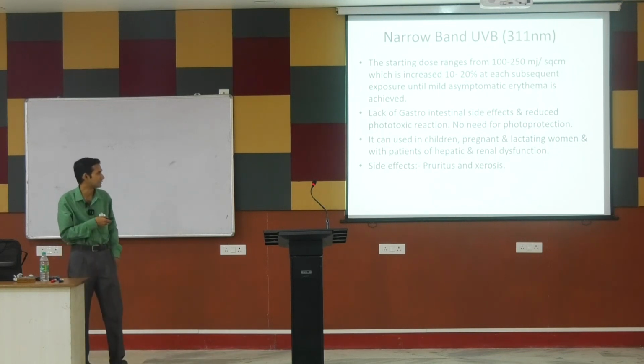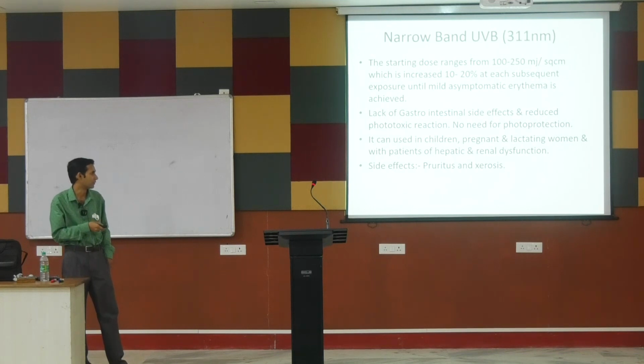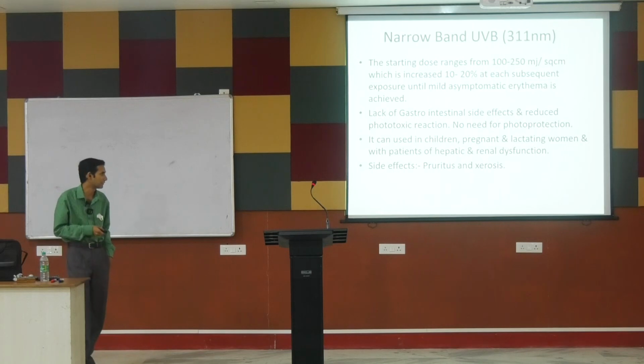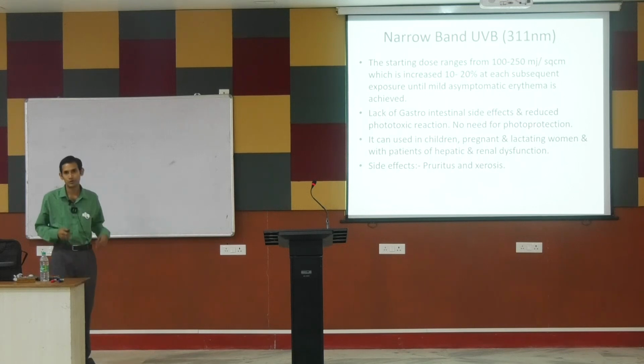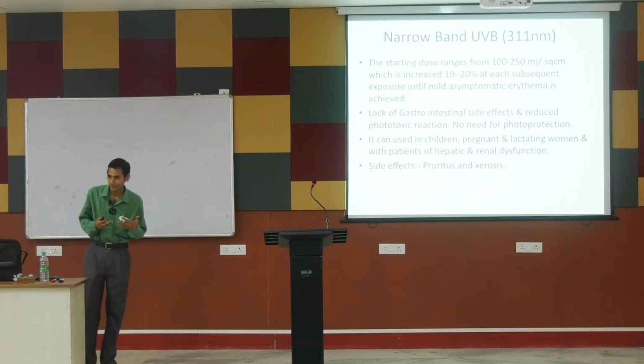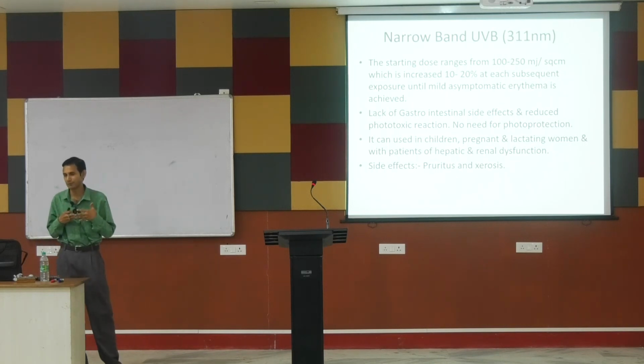It is safely used in children, pregnancy, lactating women, and in patients with liver and renal dysfunction. Narrowband UVB therapy is mostly used in children, pregnant and lactating women, and patients with hepatic and renal dysfunction, with more than 20% body surface area involved in case of stable vitiligo. So narrowband UVB therapy is most important in children. Suppose you have given the mini-pulse corticosteroid and the disease progression is arrested. After that in children, you have to give the narrowband UVB therapy.